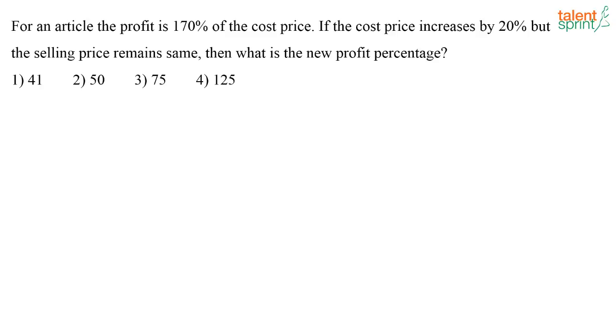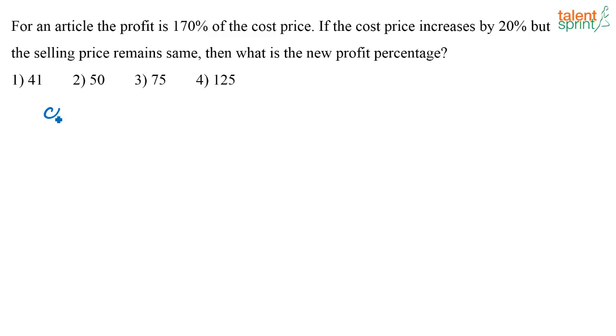For an article, the profit is 170% of the cost price. If the cost price increases by 20% but the selling price remains the same, then what is the new profit percentage? So, what is given here?